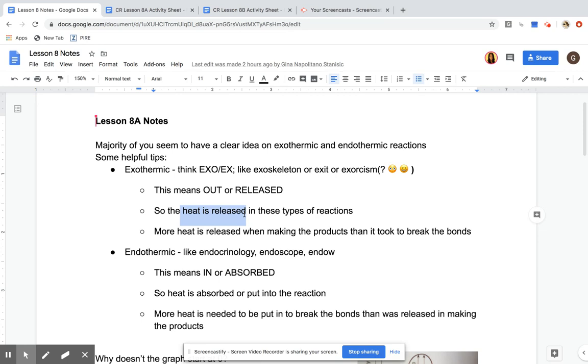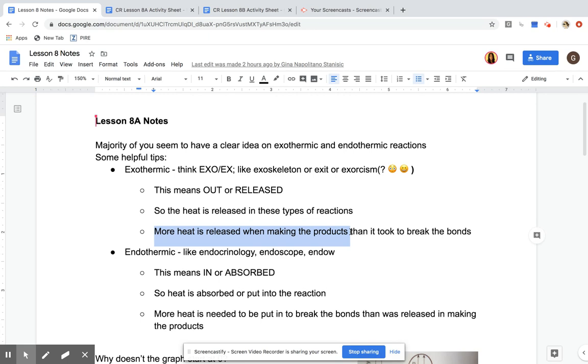So in any reaction, there's energy in to break the bonds and energy released when the new products are formed, right? But we have to look at which one was bigger. So in an exothermic reaction, there would be more heat released when making the products than it took to break the bonds. So the amount of energy to break the bonds to make the reaction go was smaller than the amount of energy we got out when we made the products. And so that's why overall there was energy released, energy out.